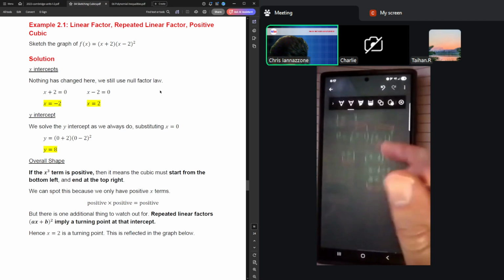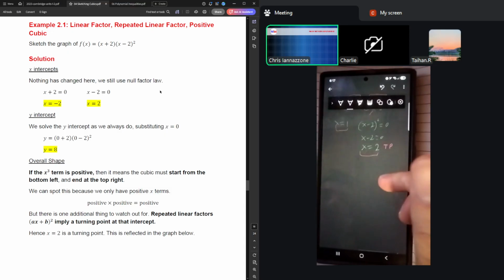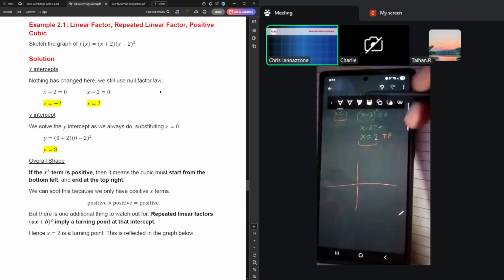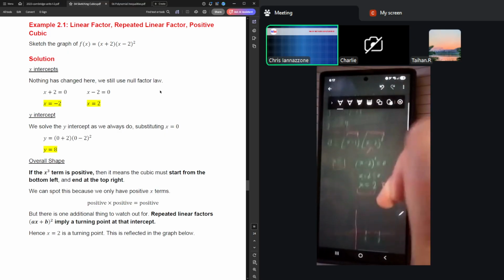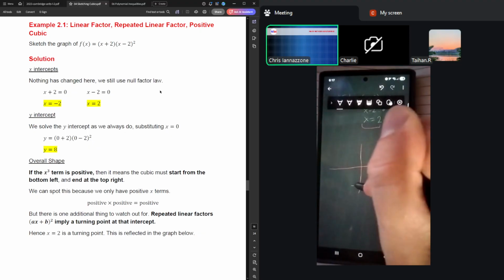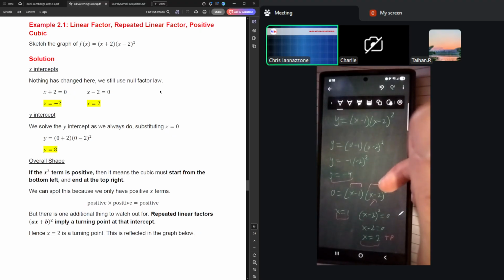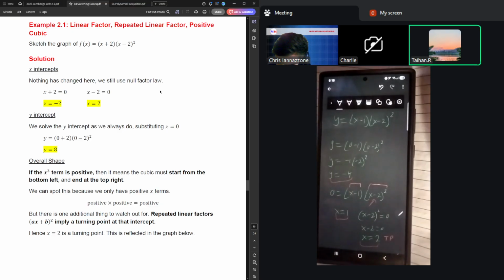Whether you write it out as a turning point as a reminder to yourself or not isn't really required. As long as you draw it as a turning point on the graph, you're fine. But yeah, okay, so we got our x equals 1, we got our x equals 2, we got our y equals -4. It's all dotted out. There's only one thing left to decide after that, which is where's the graph going to start? From the bottom left, because there's no negative x's.